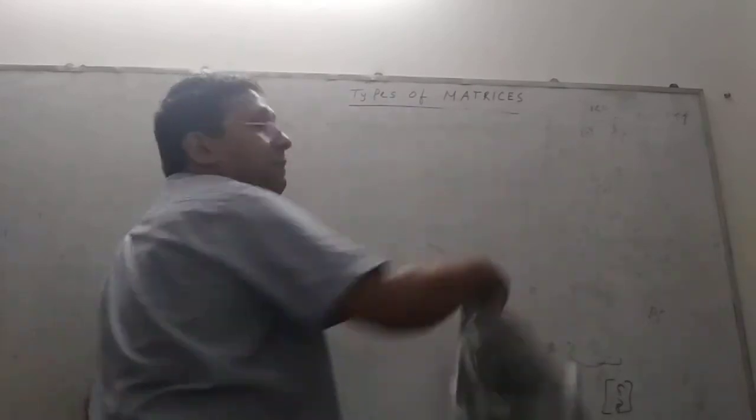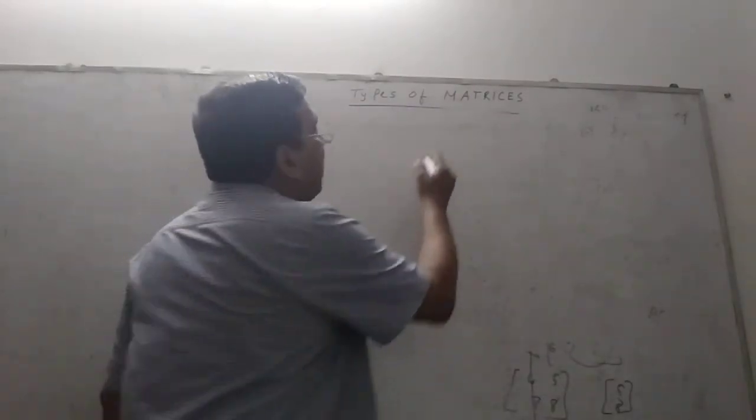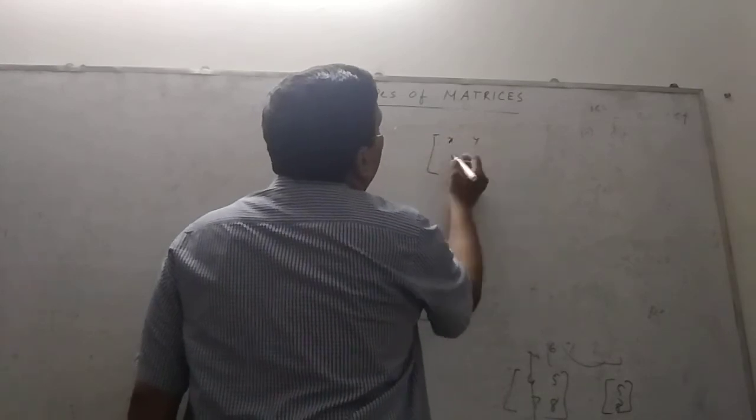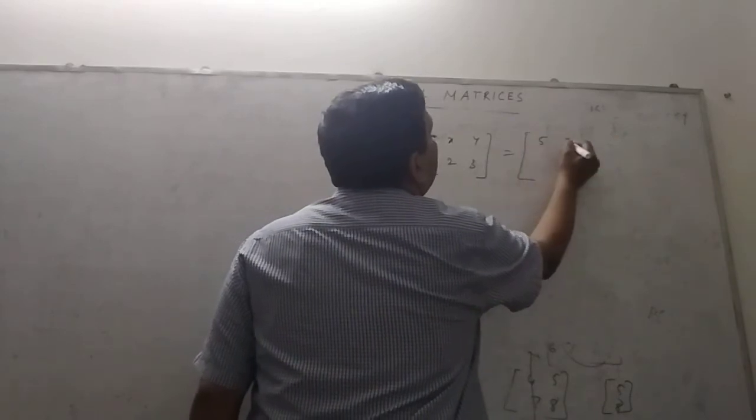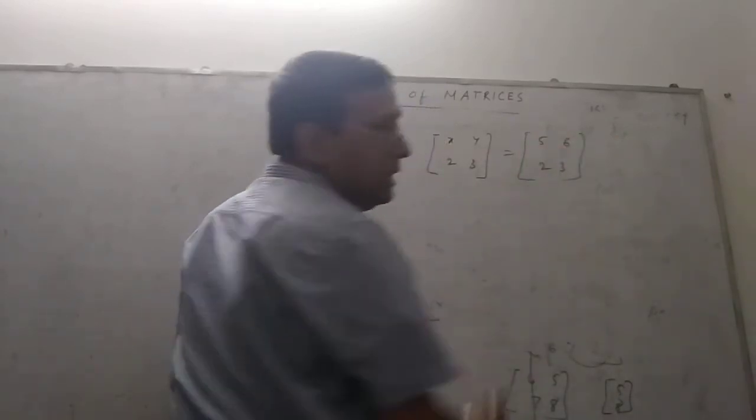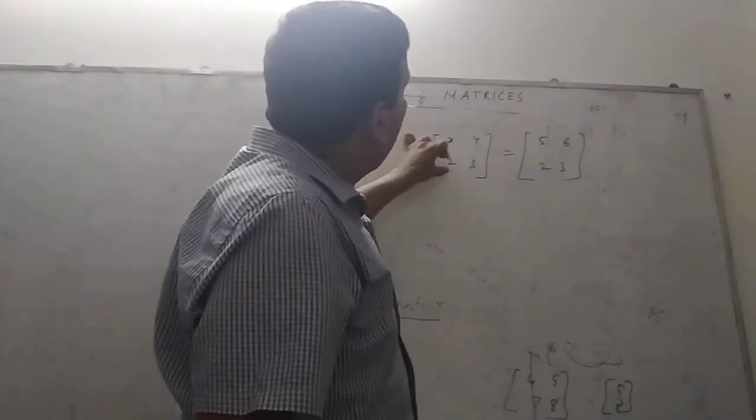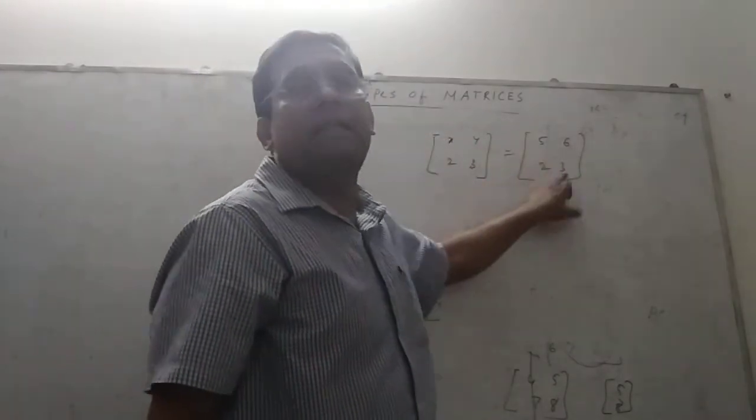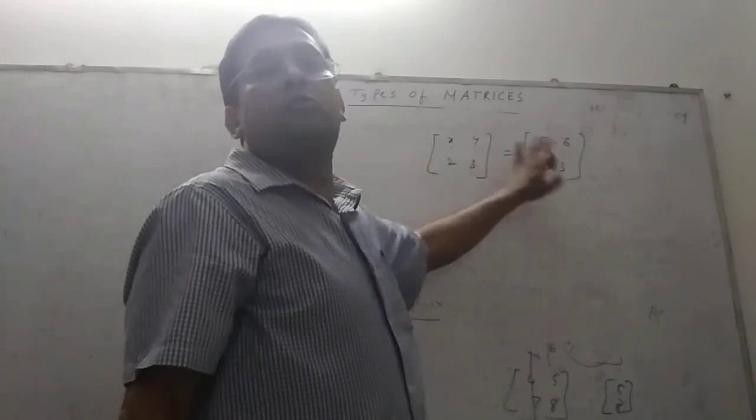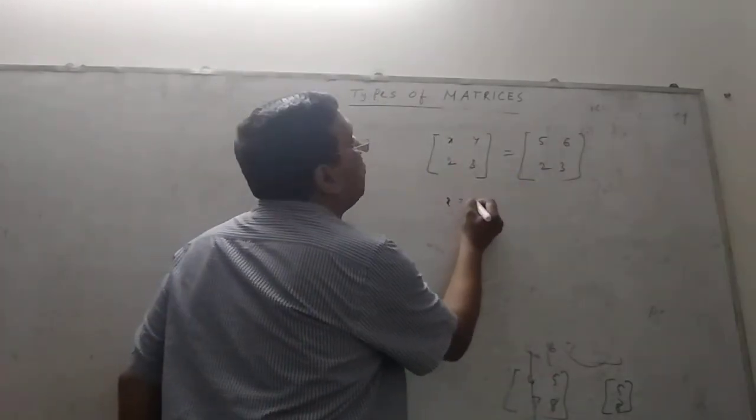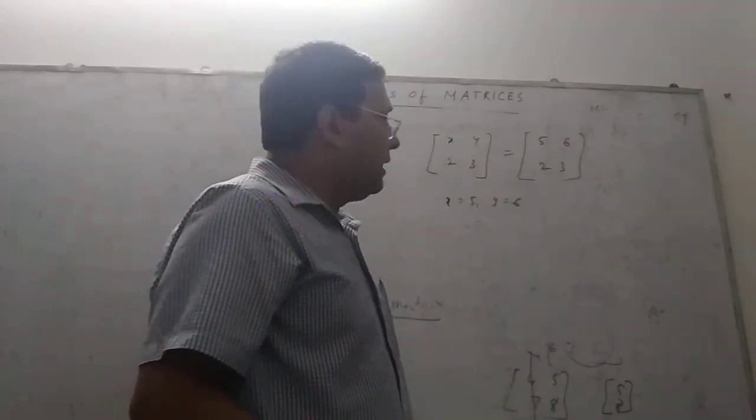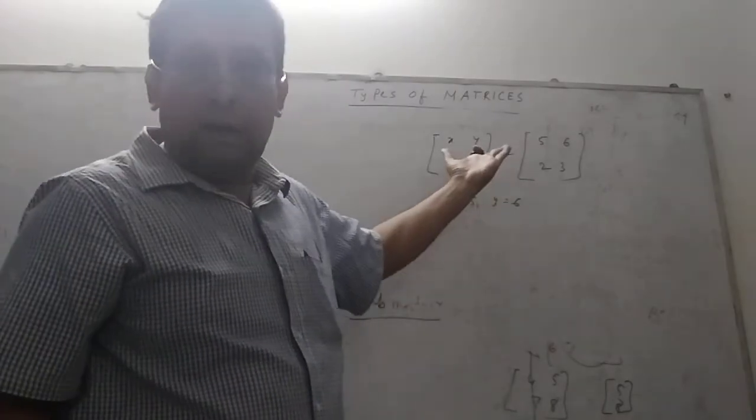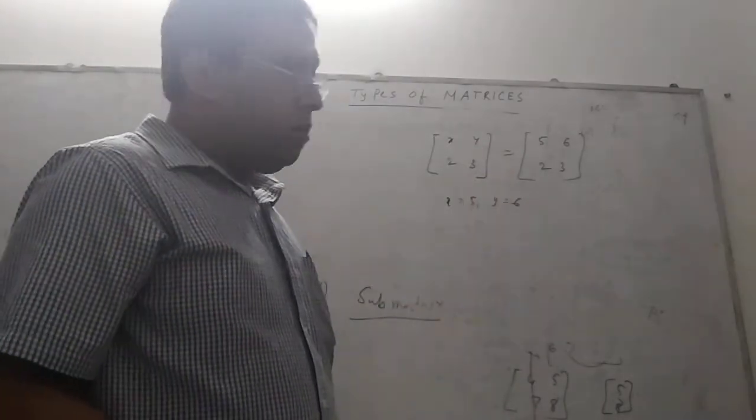And last but not least is equality of matrices. Equality of matrices means we can compare two matrices like this. Suppose one matrix is x, y; 2, 3 and another matrix is 5, 6; 2, 3. Here you see, you can compare row 2 of the first matrix and row 2 of the second matrix; they are the same. So if we compare these two matrices, we can say that x is equal to 5 and y is equal to 6. This is how we get the equality of matrices. We have also learned this in class 10, so I don't want to go into more detail, just to reconnect you.